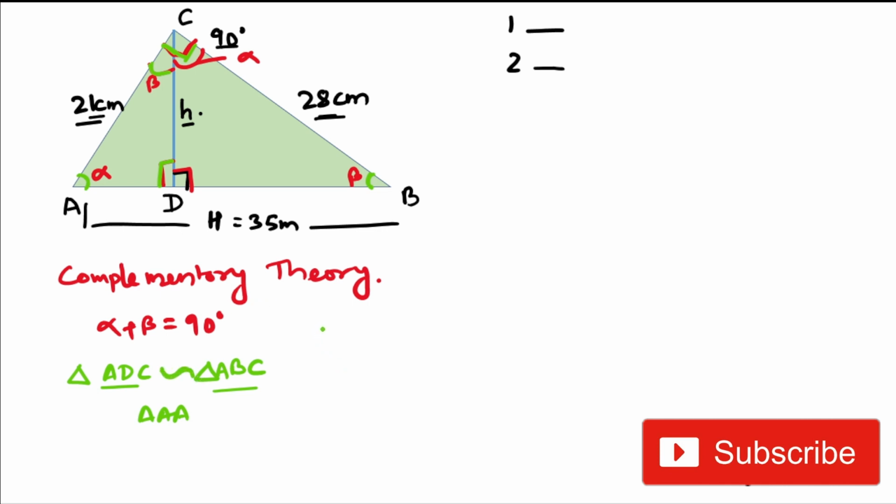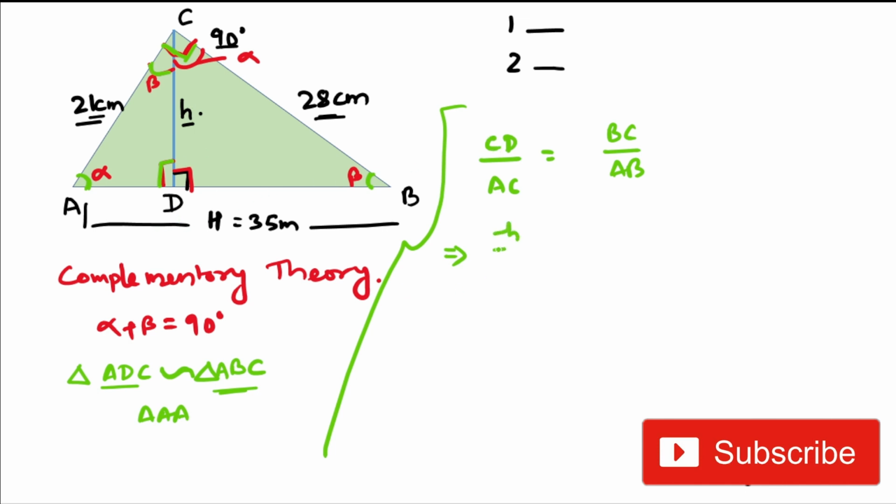So the ratio of corresponding sides will also be the same. For angle alpha, the opposite side is CD in the small triangle, and the hypotenuse is AC. This equals, for triangle ABC, the opposite side of alpha, BC, divided by the hypotenuse of the big triangle, AB. Putting in the values: H divided by AC, which is 21 centimeters, equals BC, which is 28, divided by AB, which is 35 centimeters.